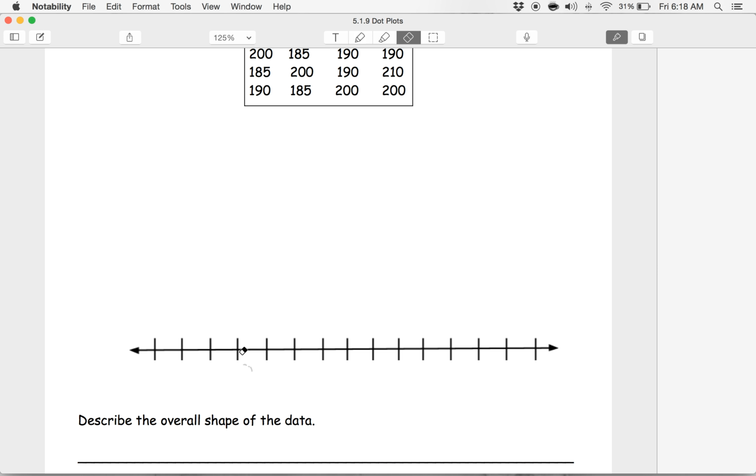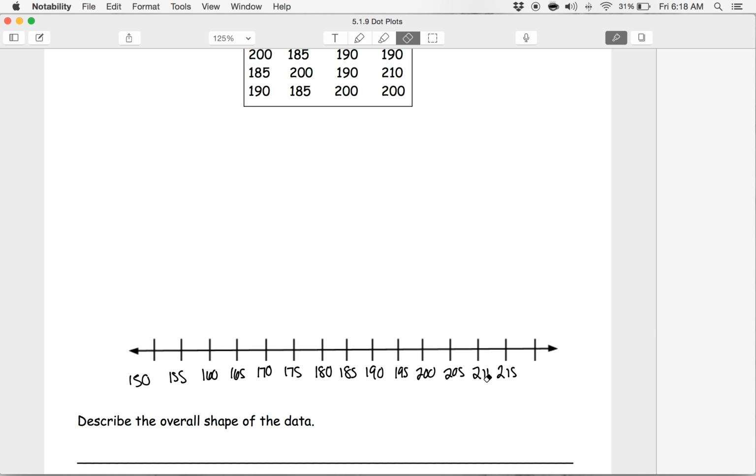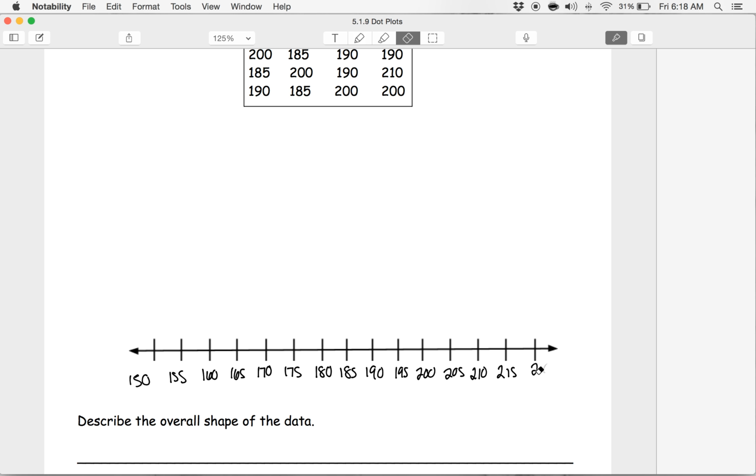Looks like I have a little bit more space. So 150, 155, 160, 165, 170, 175, 180, 185, 190, 195, 200, 205, 210, 215. I'm sorry, I said 210 and I wrote 211. That makes no sense. Fix that one. 210 and 220. Oh, goodness. That was a mess.